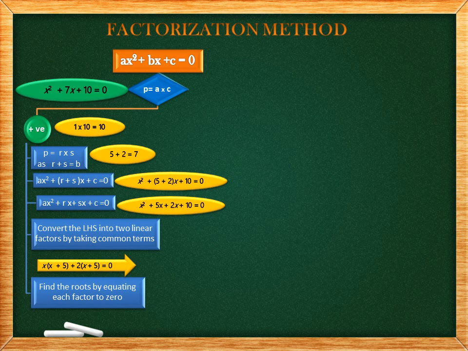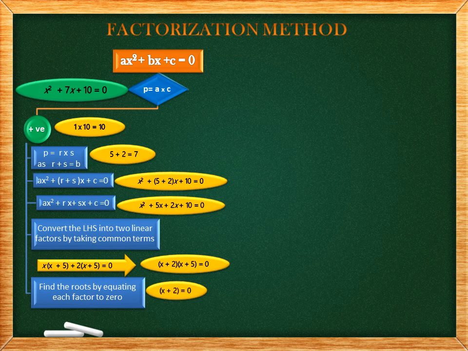Now we can see x plus 5 is common in both the terms. So we will take it as common and our equation will take the form (x plus 2) into (x plus 5) is equal to 0. Now we will equate each linear factor to 0 one by one. The fact behind this is that when we multiply two numbers and the result is 0, then one of the numbers must be equal to 0.